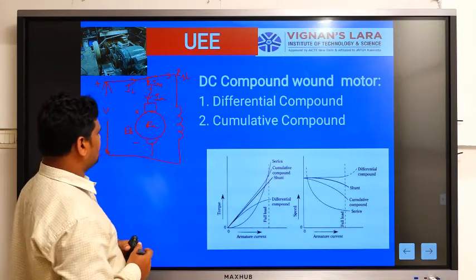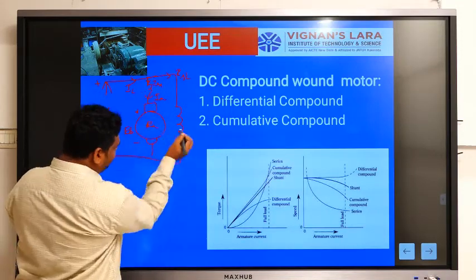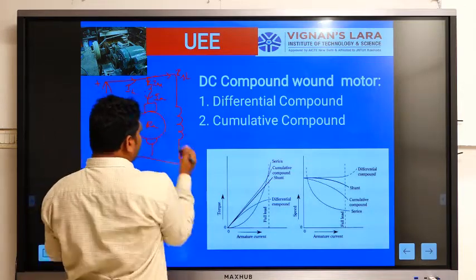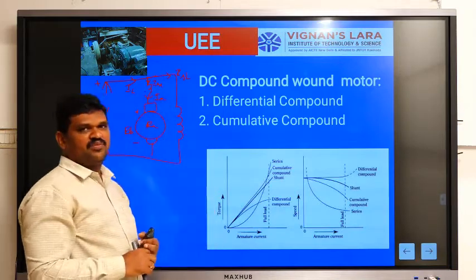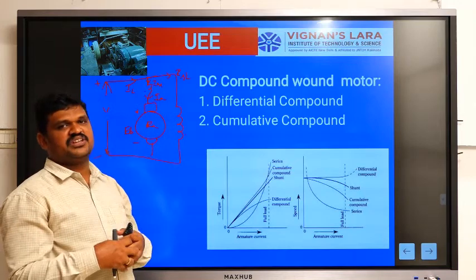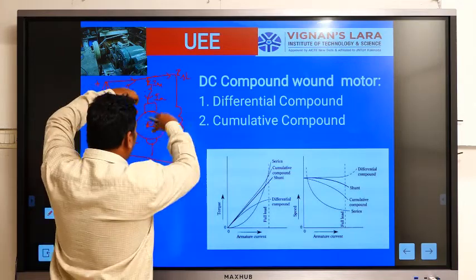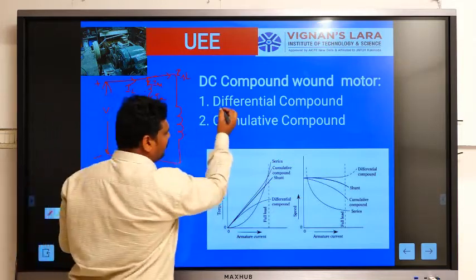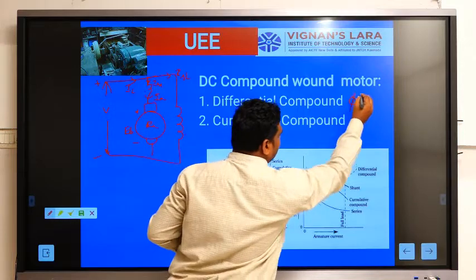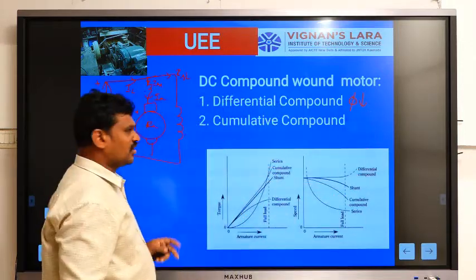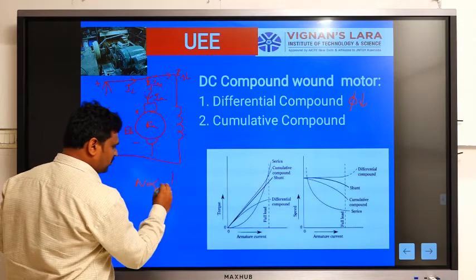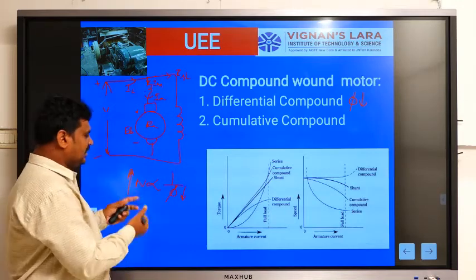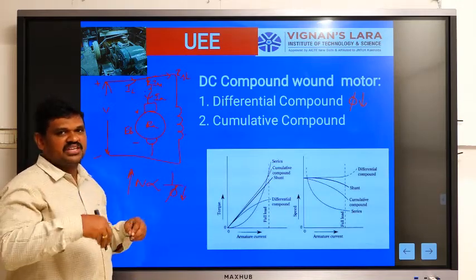Again, the compound machines are of two types. If the series flux is additive to the shunt flux, then we say it is the cumulative compound. If the series flux is in the opposite direction to the shunt flux, then we say it is the differential compound. It means when the load on the motor increases, the series flux magnitude will increase. That means the resultant magnetic flux magnitude in the differential compound will decrease. Already we know that the speed is proportional to 1 by phi. If the flux decreases, the speed will increase. So it exhibits the series machine characteristics when the load on the machine increases.